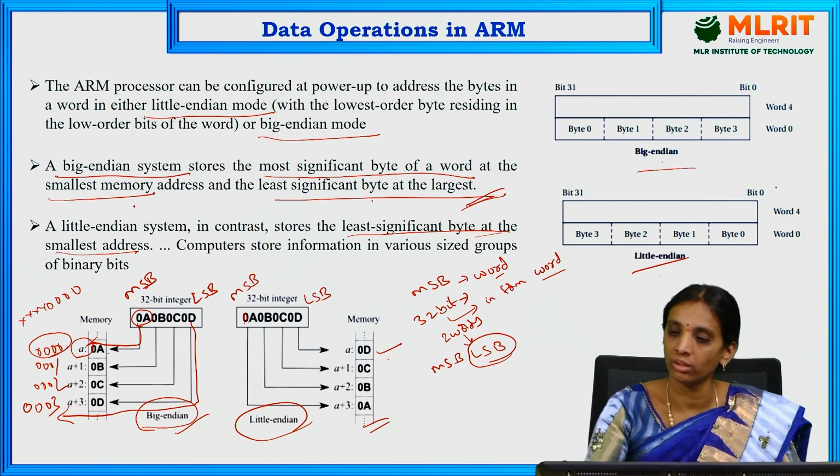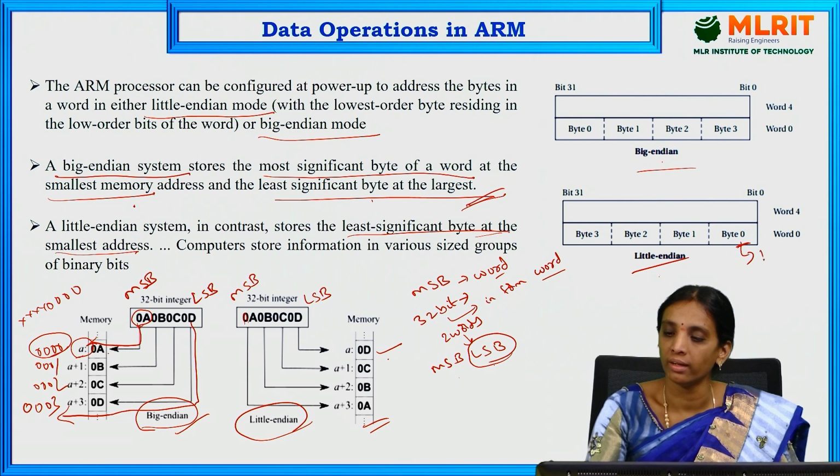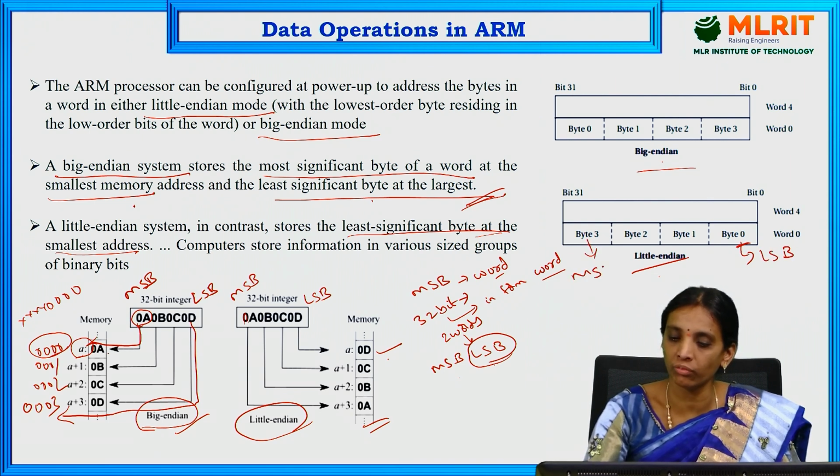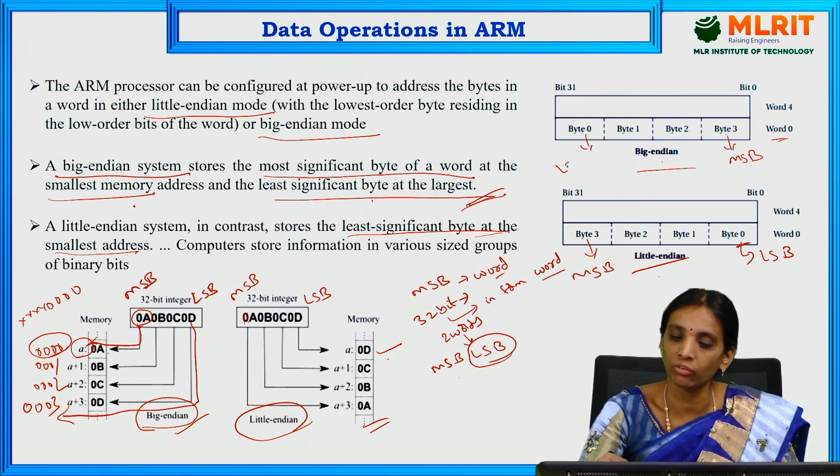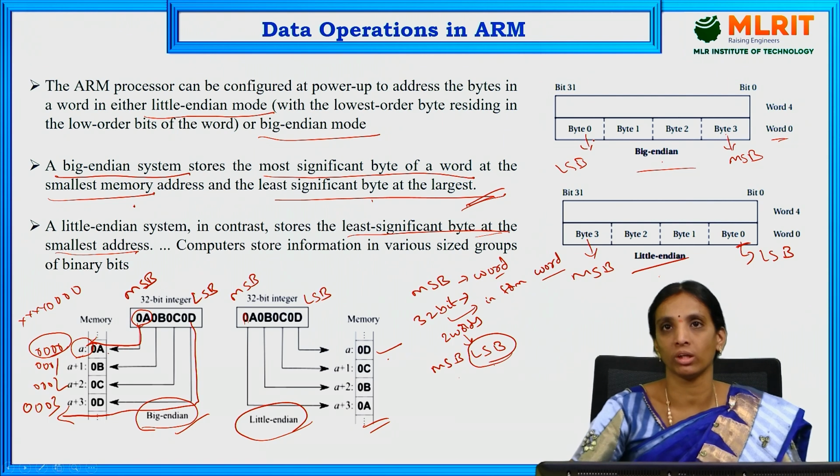Just like this, byte 0 is stored with the LSB of the word, and byte 3 is stored with the MSB of the word. Byte 3, which is the MSB, is stored in the starting memory location, and the LSB is stored in the ending memory location.